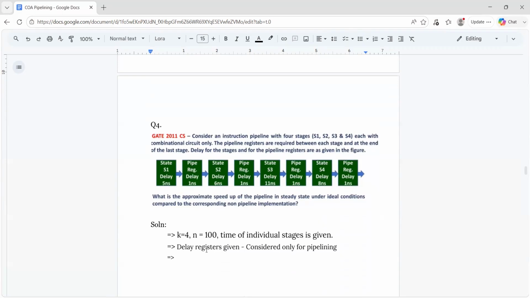The time of individual stages is given. The main role of delay registers is that they are considered only for pipelining. This delay occurs in pipelining when we need to take the value from one stage to the next stage, and these delays usually do not occur in a non-pipelining case. So we'll consider these delays only in pipelining. Since they have asked for the time for pipelining, and the individual delays are given, we'll use that formula.